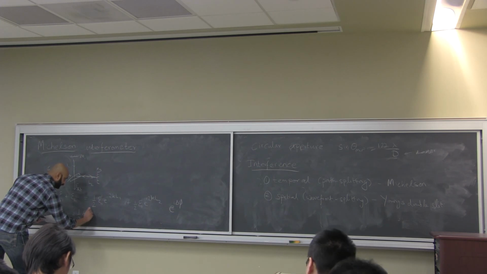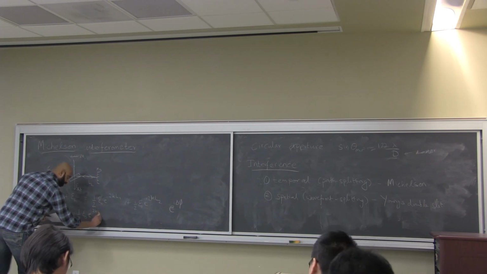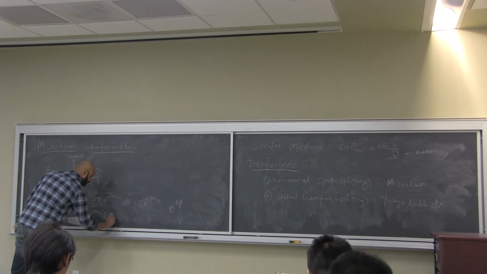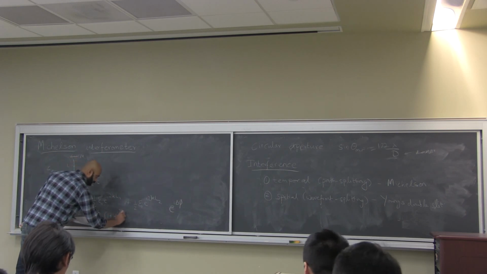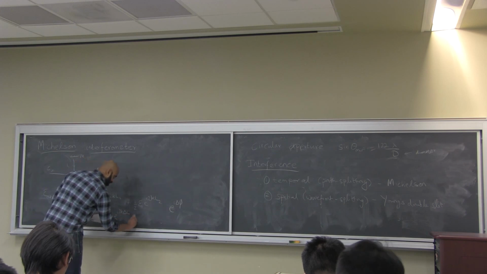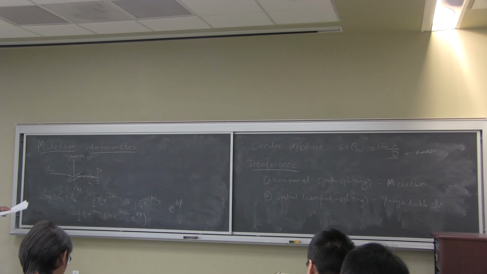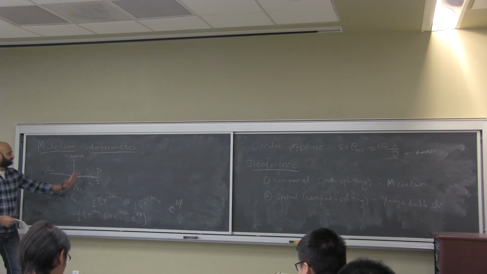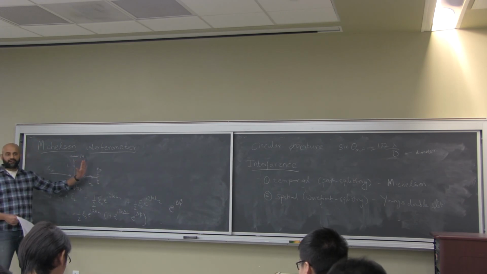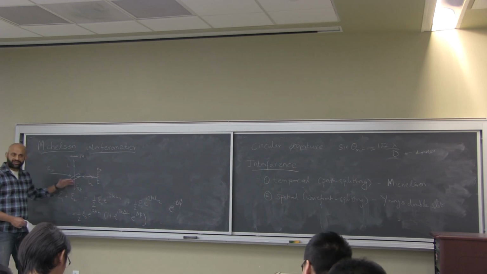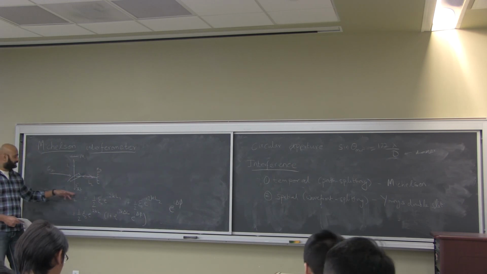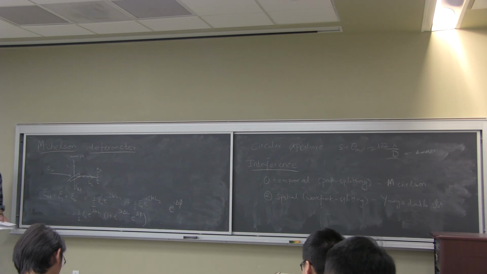and then this just becomes half E naught e to the i 2k L1 times 1 plus e to the i 2k delta L times e to the i delta phi. Okay? So delta L is the path length difference between the two arms, and this gives rise to a fringe pattern at the output beam. For example, if we slowly scan the mirror M2, then you will see bright and dark fringes at the output port of your Michelson interferometer.